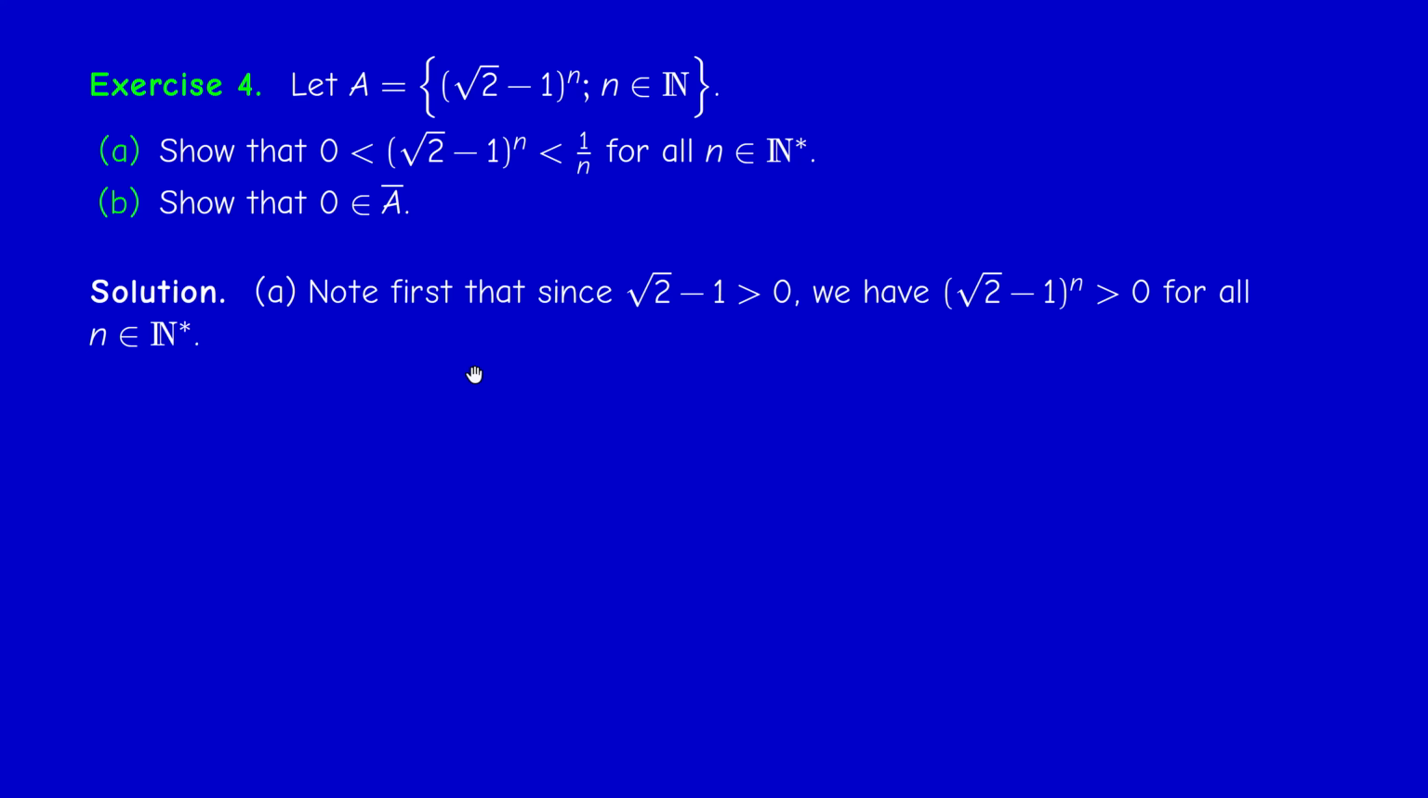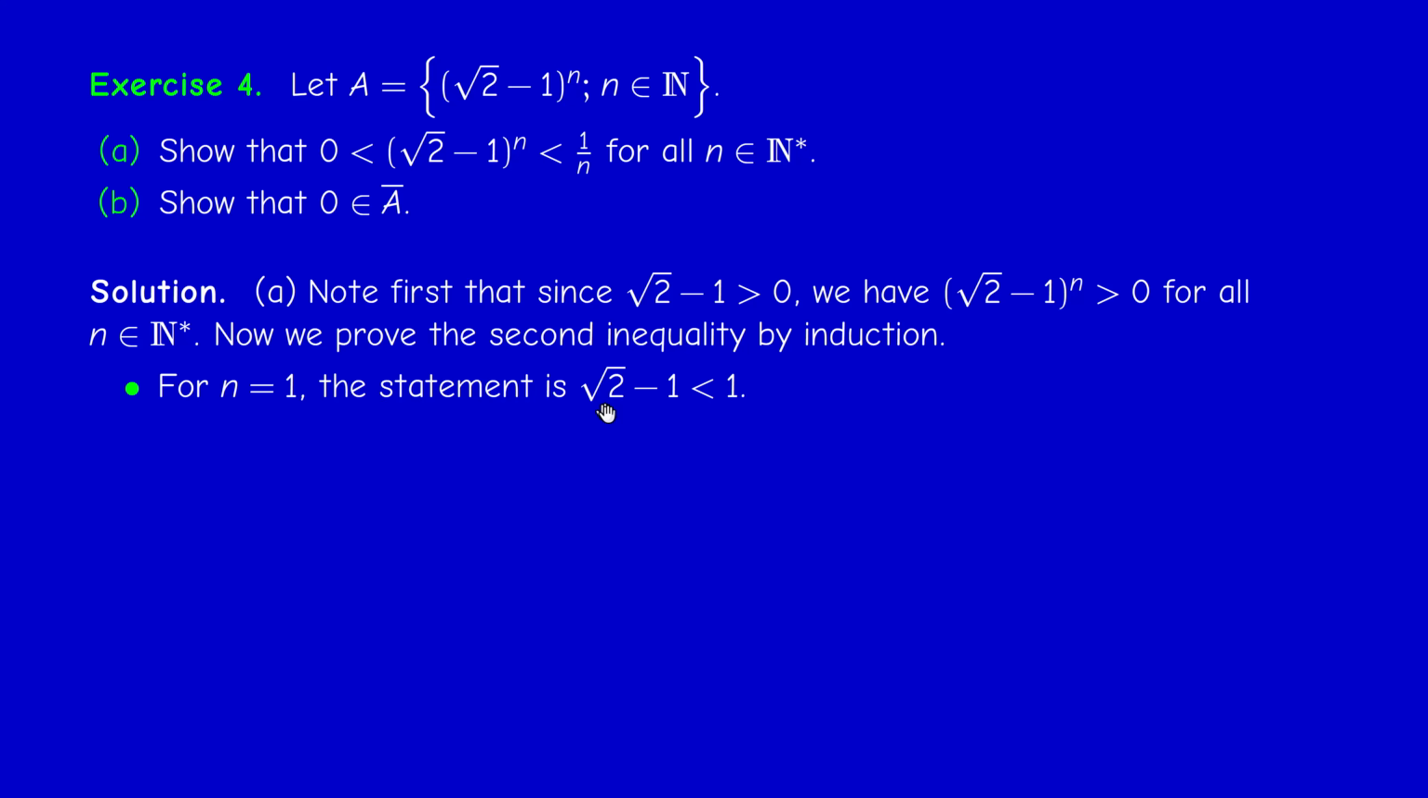So let us start. First of all, we have a double inequality here. The first inequality is easy because radical 2 minus 1 is positive, so all powers are positive. So this is not a big deal. We just have to concentrate on this inequality. So what do we have to do if we want to use induction, principe de récurrence? For n equal 1, the statement reads radical 2 minus 1 is less than 1 over 1. And of course, this is true because radical 2 is less than 2. So the proposition is true for n equal 1.